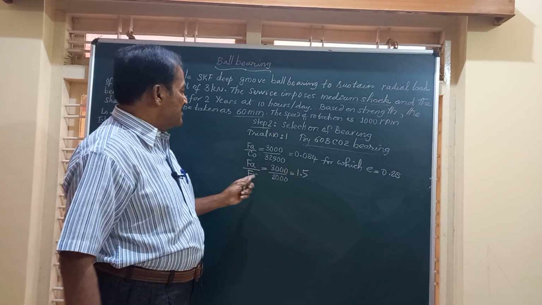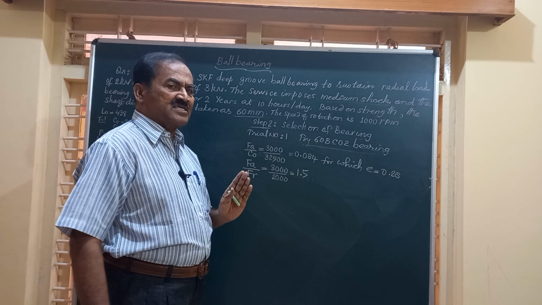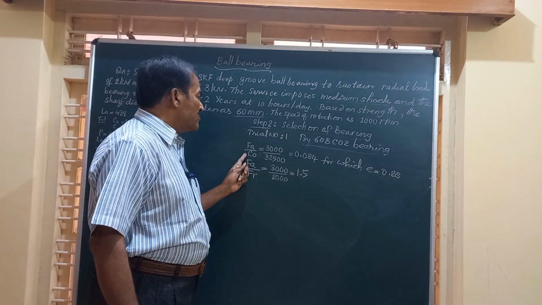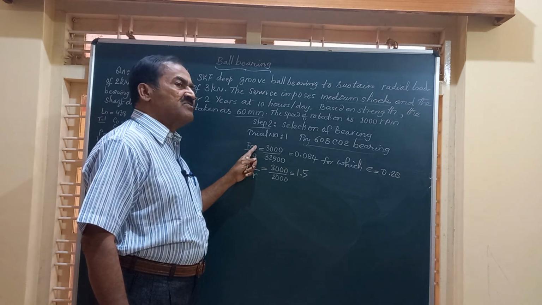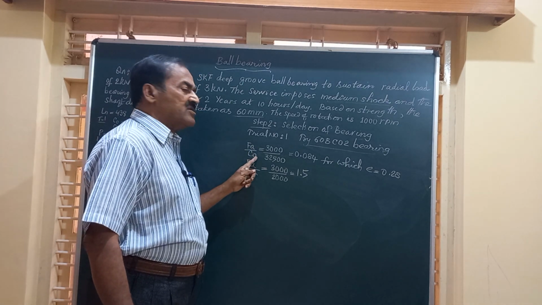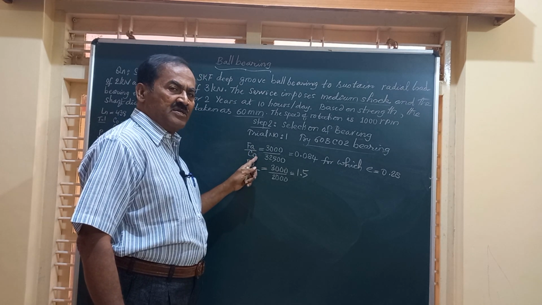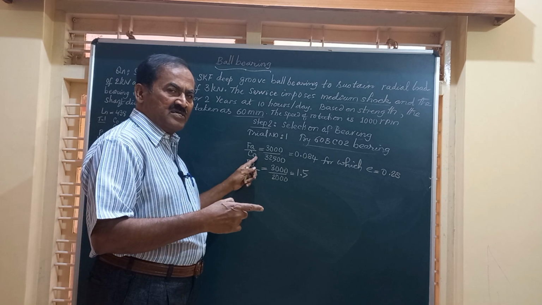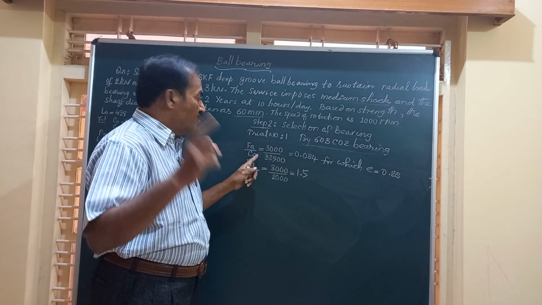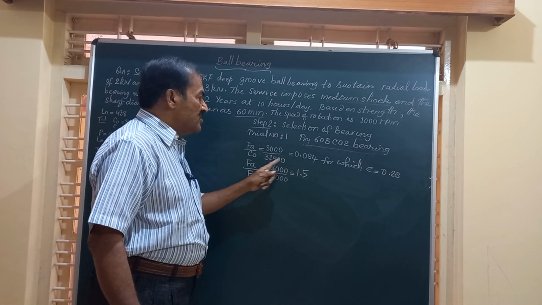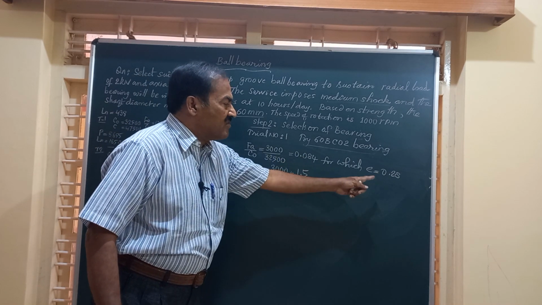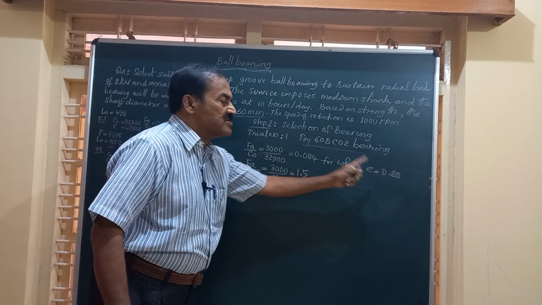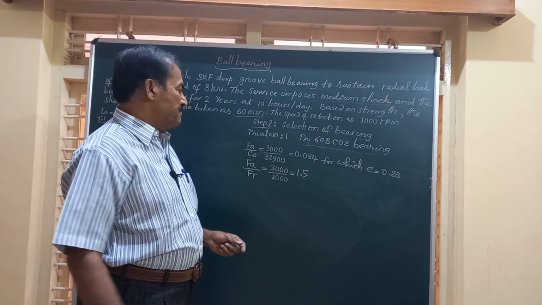Again I will explain, friends. To find out X and Y, we have to find out what is FA over C naught. FA value is given in the question. C naught value is obtained from the table of these ball bearings. For the bearing 60 BCO2 is given. So you have to get the value and then find out what is the value of E corresponding to this from the same table.